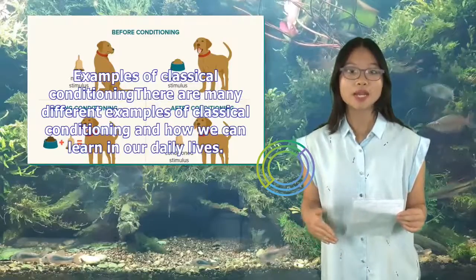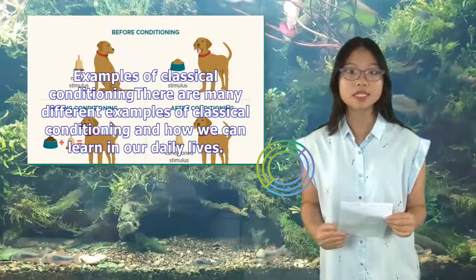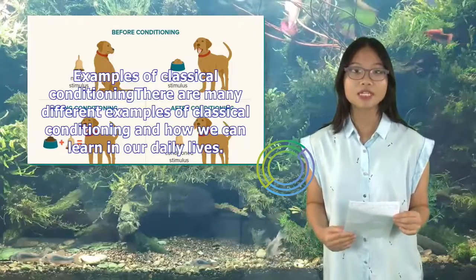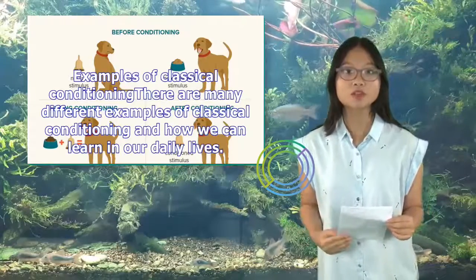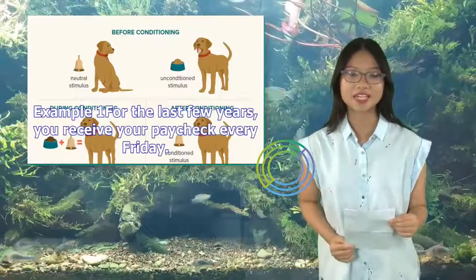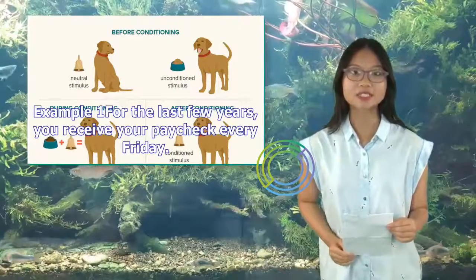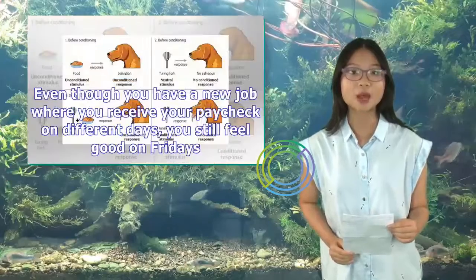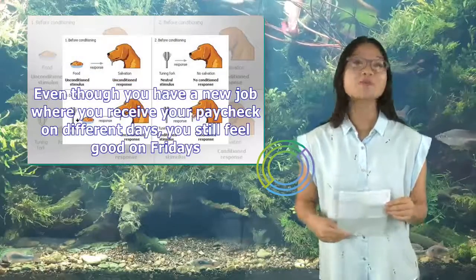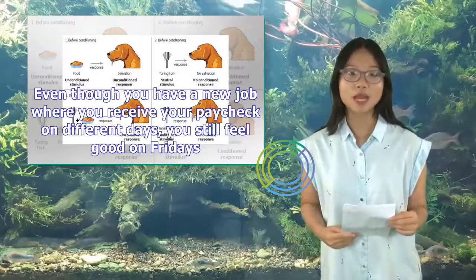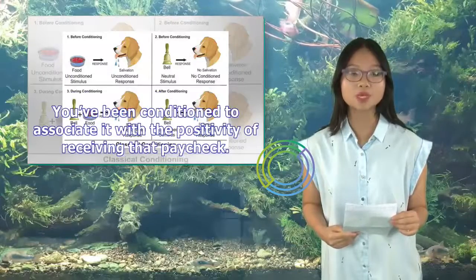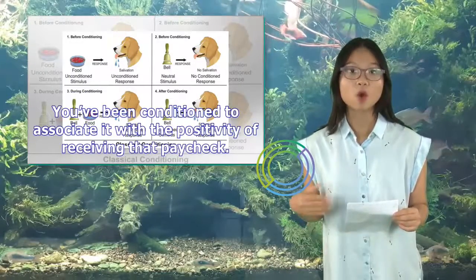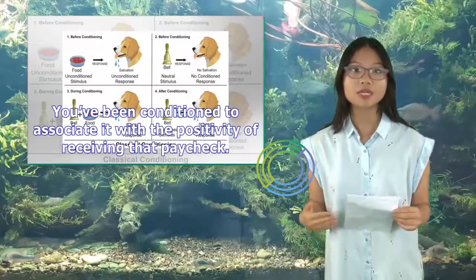Examples of classical conditioning. There are many different examples of classical conditioning and how we can learn in our daily lives. Example 1. For the last few years, you receive your paycheck every Friday. Even though you have a new job where you receive your paycheck on different days, you still feel good on Fridays. You've been conditioned to associate it with the positivity of receiving that paycheck.